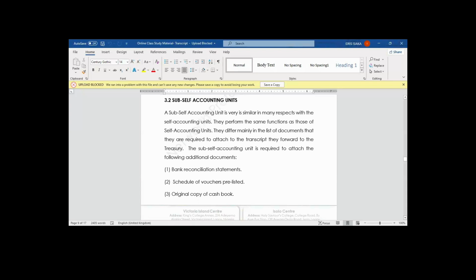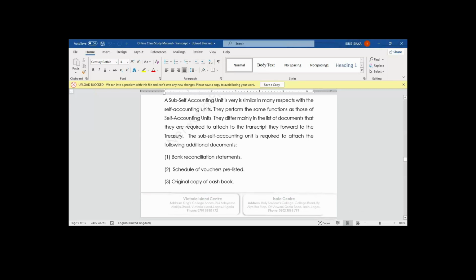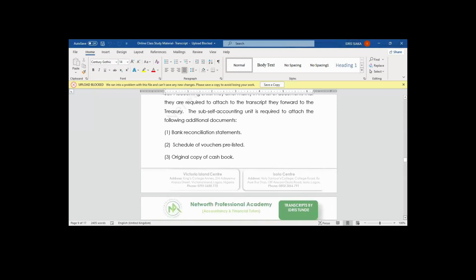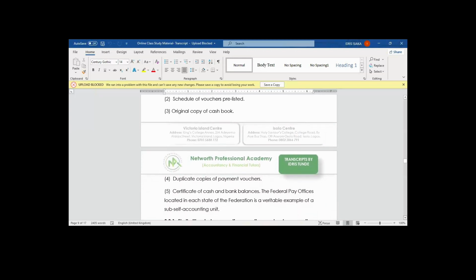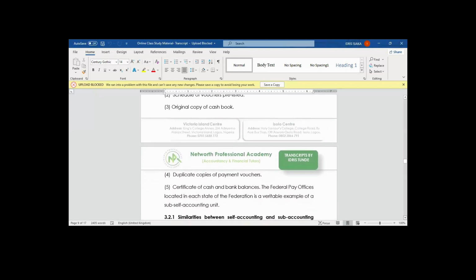Sub-self-accounting units perform the same function as self-accounting units. It means they have control over their revenue and expenditure. They prepare the financial statement by themselves. Aside from that, when they are preparing their monthly transcript, they will attach the following documents: bank statement, original copy of cash book, schedule of vouchers pre-listed, duplicate copies of vouchers, and certificate of cash and bank balances.